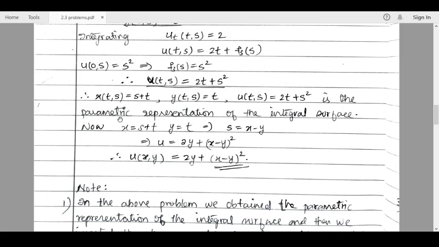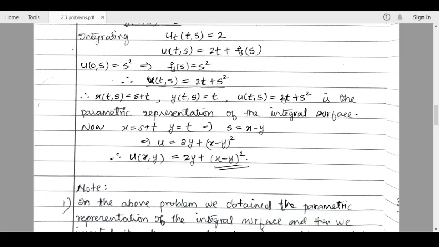Hence we got a parametric representation of the integral surface. Okay, so s and t are the parameters. We get x(t, s) is equal to s plus t, y(t, s) is equal to t, u(t, s) is equal to 2t plus s square. So this is the parametric representation of the integral surface. Here we have the two parameters s and t.